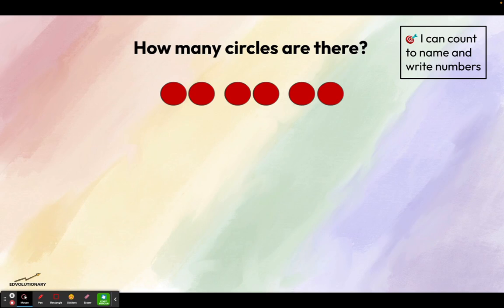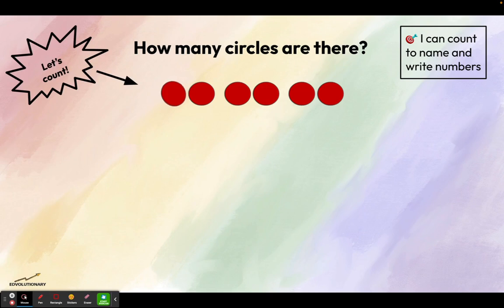So we'll give them a moment. They may shout out what it is. We'll say, "Let's count. 1, 2, 3, 4, 5, 6." So the circles will actually move as you do that so that students can practice that one-to-one correspondence.